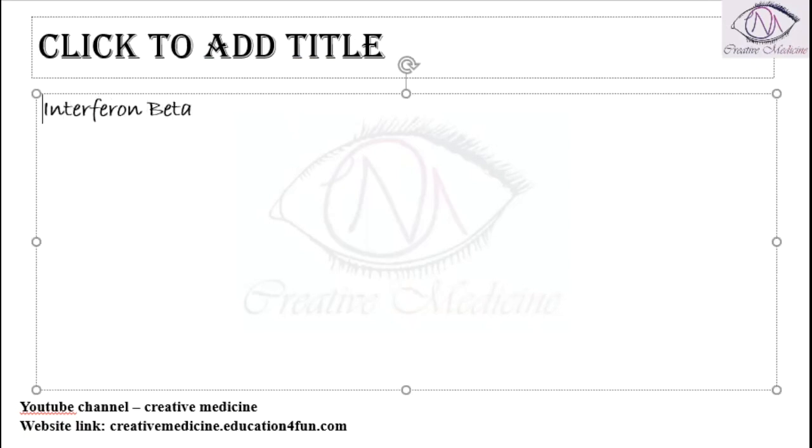Uses of interferon beta are: interferon beta is used in multiple sclerosis, and it is also used in systemic sclerosis. In these both we use interferon beta. Then we have one more type of interferon called interferon gamma.